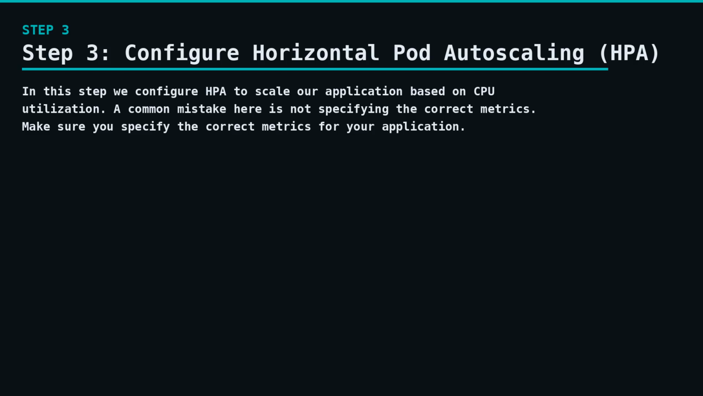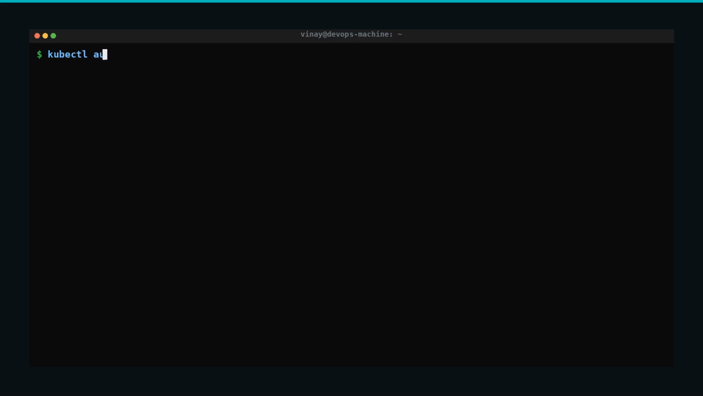Now we test our autoscaling configuration by increasing the load on our application. We use a tool like Siege to simulate traffic. This step is important because it verifies our autoscaling configuration is working correctly.